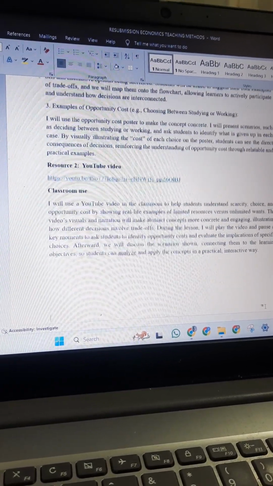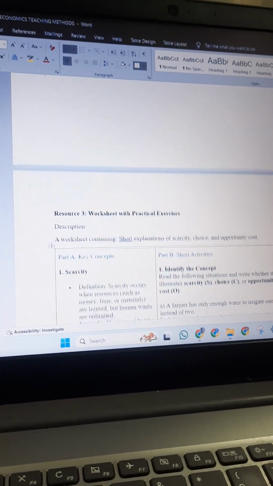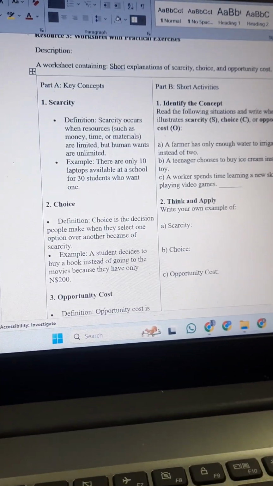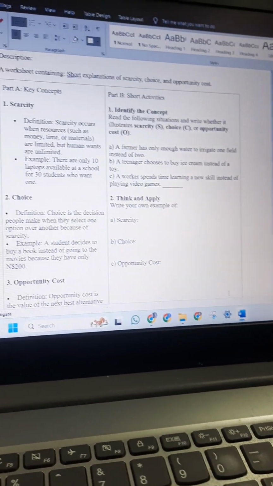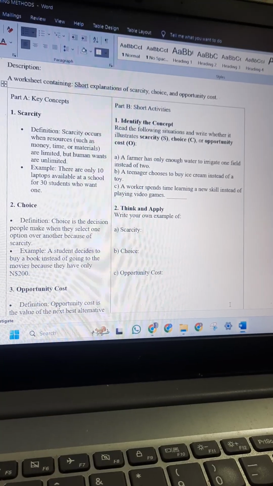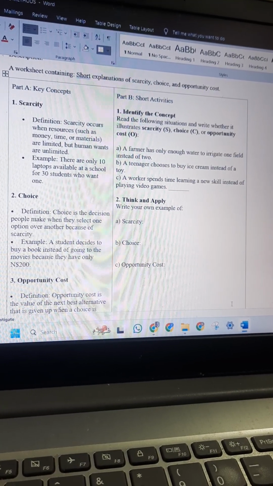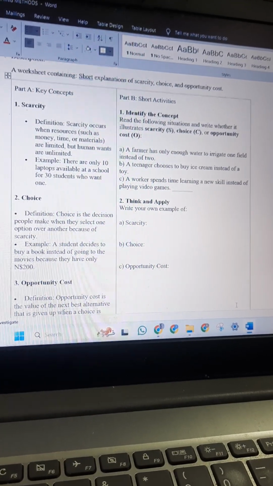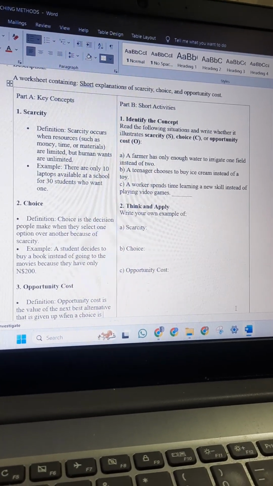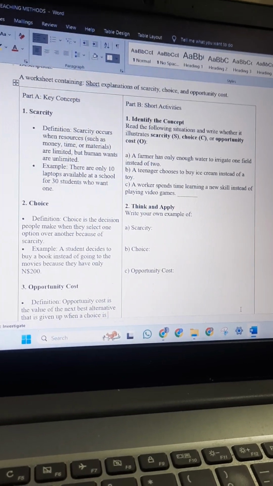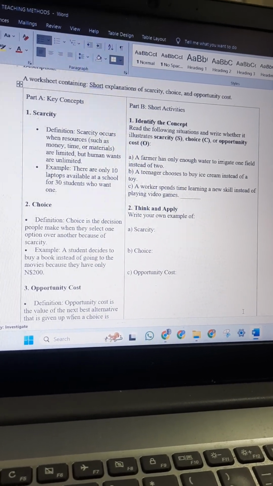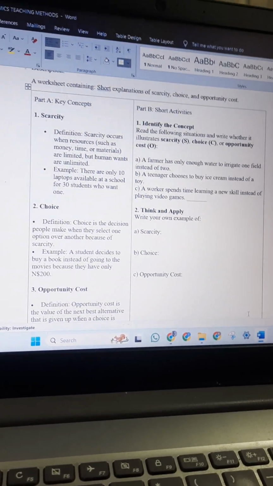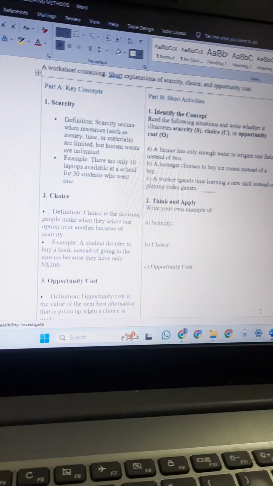So we move on now to the third learning resource, which is a worksheet, whereby learners will be able to have a short explanation on scarcity, choice, and opportunity cost. We have part A, a definition of scarcity. What is scarcity? Scarcity is when resources such as money and time are limited, but human wants are unlimited. An example: there are only 10 laptops available at school for 30 students who want one. So that is an example of scarcity.